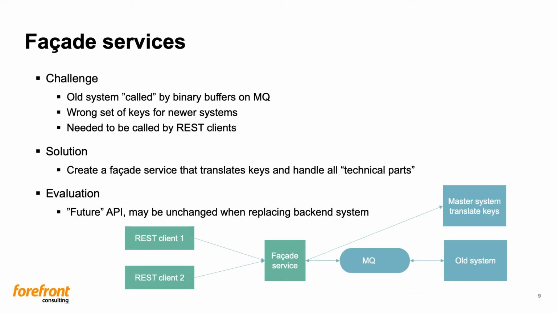We had an old system called by sending binary buffers to MQ. The response came on MQ as well. We needed to call it from a client only talking REST. We also needed to translate a key by looking it up in another system. The solution was to create a facade service, calling the two services and making all technical stuff with binary buffers and MQ.